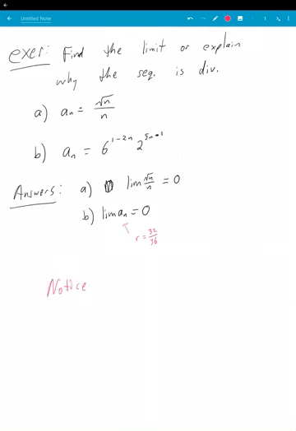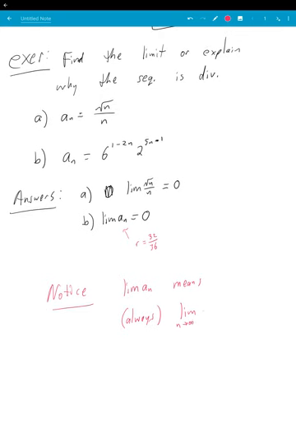And I want you to notice one last thing. With limits of sequences, we just write limits. We don't write limit as n goes to infinity, because when you're talking about a sequence, it's always n going to infinity. So typically, we just drop the n goes to infinity bit and just write this.